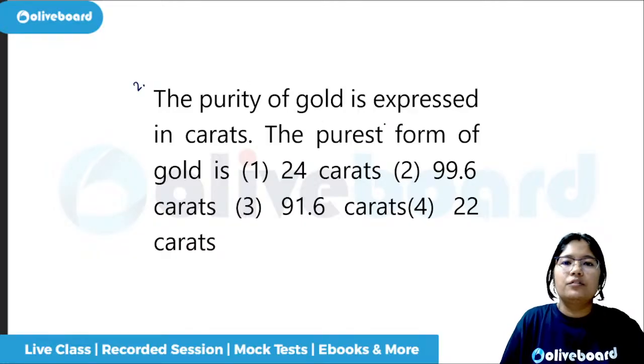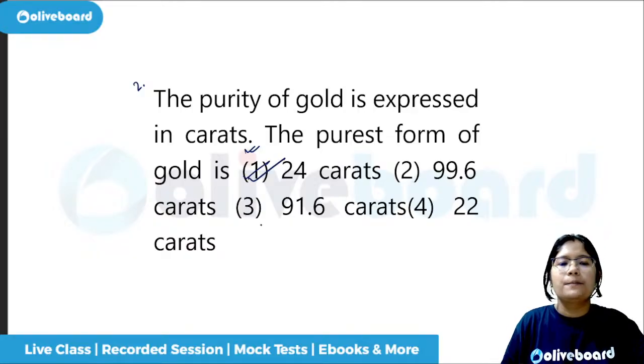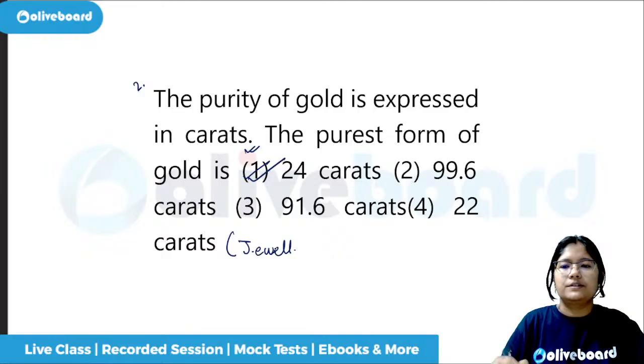The purity of gold is expressed in carats. We know that in gold there are carats, right? The purest form of gold is which one? Very easy question. 24 carat, correct. The purest form of gold is 24 carat. And 22 carat is used for making the jewelries.